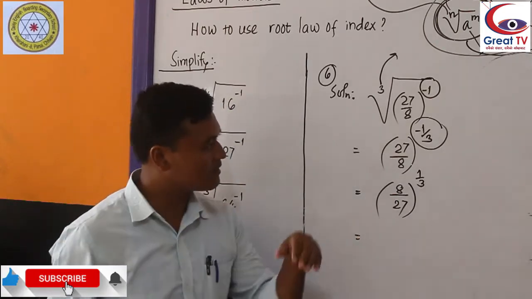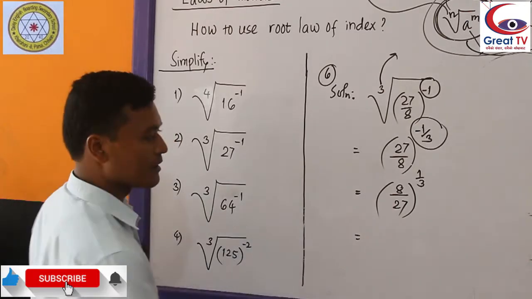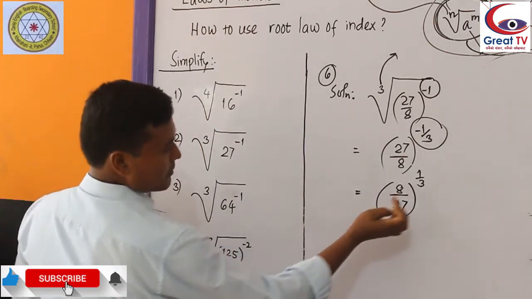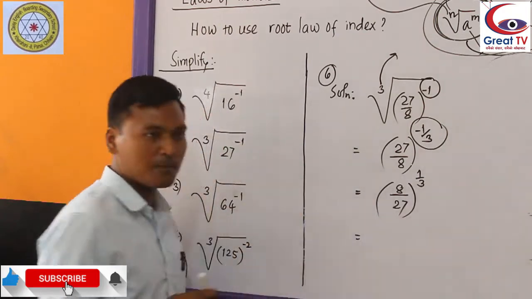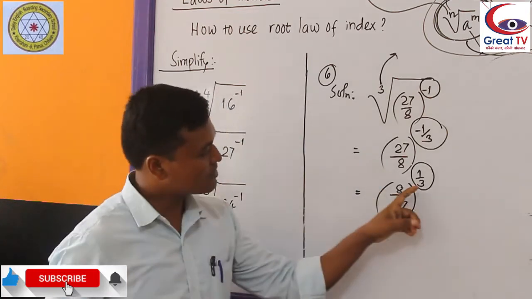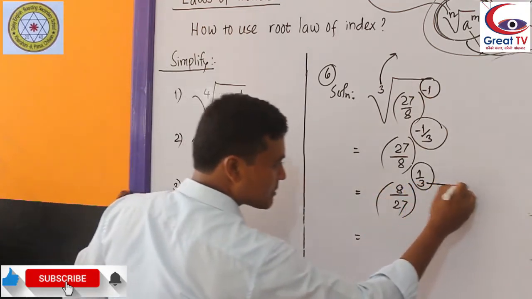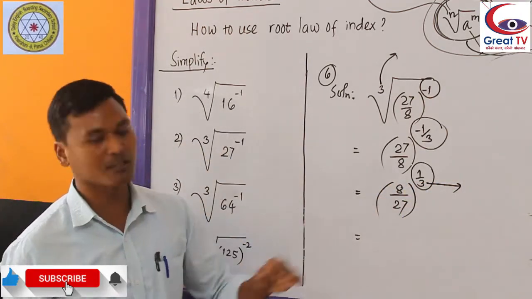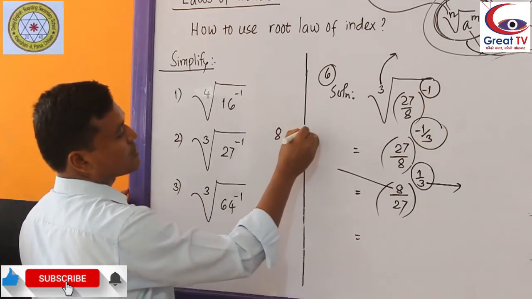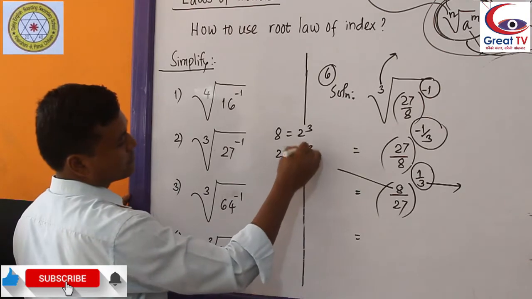I have already told you, while using this concept, don't change the sign of the base, change the sign of the power only. This type we have already studied in our previous class. Again, we have a fractional power, but the power is positive now. As the power is fractional, let us cancel the denominator of the power to make it a whole number power. As the denominator of the power is 3, let us change the base into cube form. Upside we have 8. 8 is equal to, you know very well, 2 cube. And 27 is equal to 3 cube.